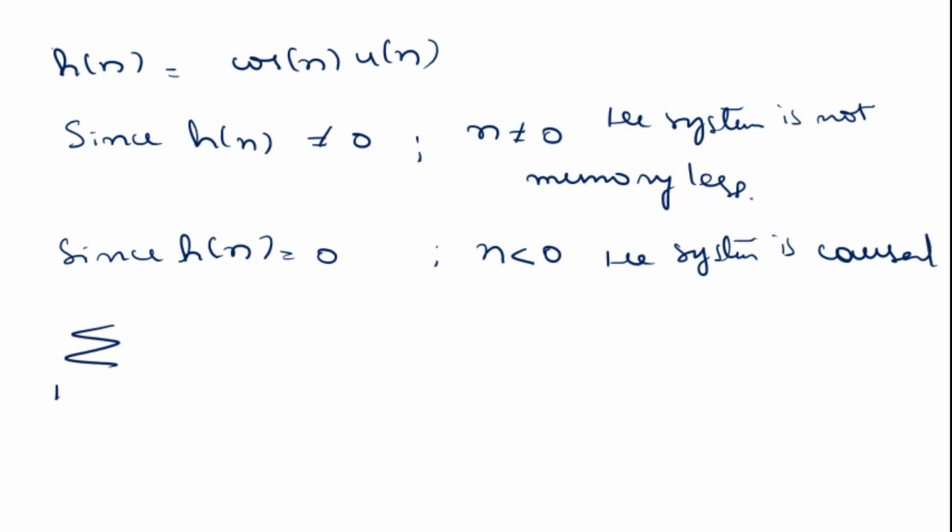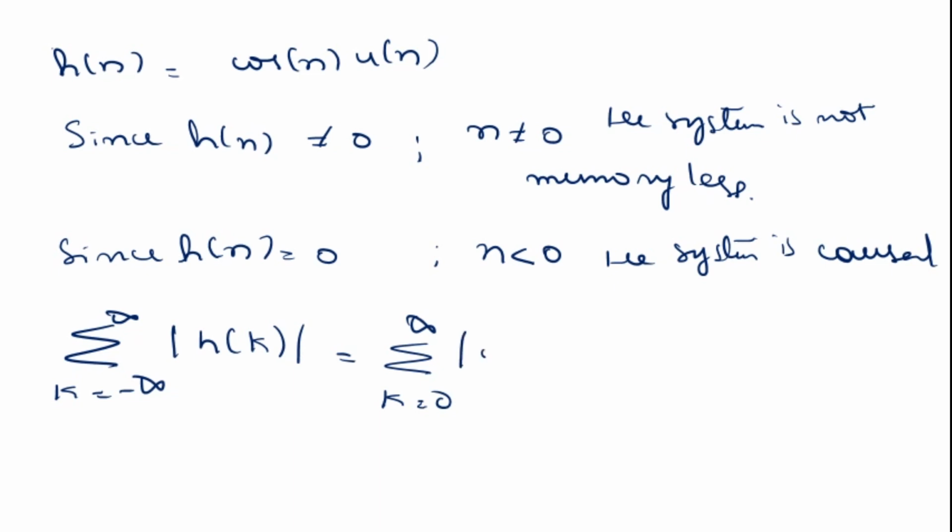Then summation k from minus infinity to infinity of mod of h of k is equal to summation k from 0 to infinity of mod of cos of k, which is equal to infinity. Then the system is unstable.